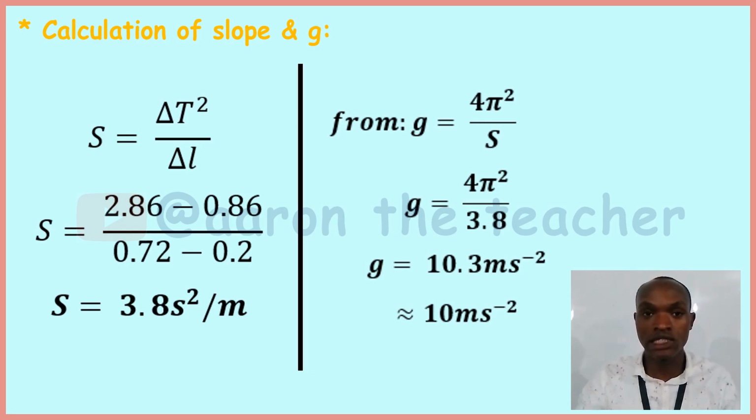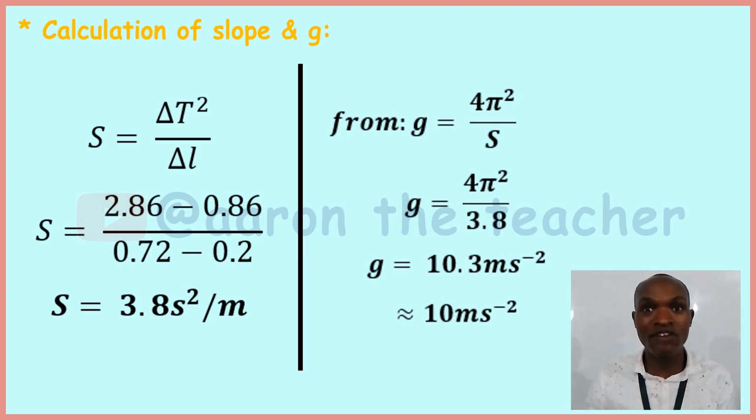Then on the x-axis, we are using 0.72 and 0.2. So as we substitute in the formula, we end up with 2.86 minus 0.86, the whole of that divided by 0.72 minus 0.2. You'll get your answer as 3.8 seconds squared per meter.